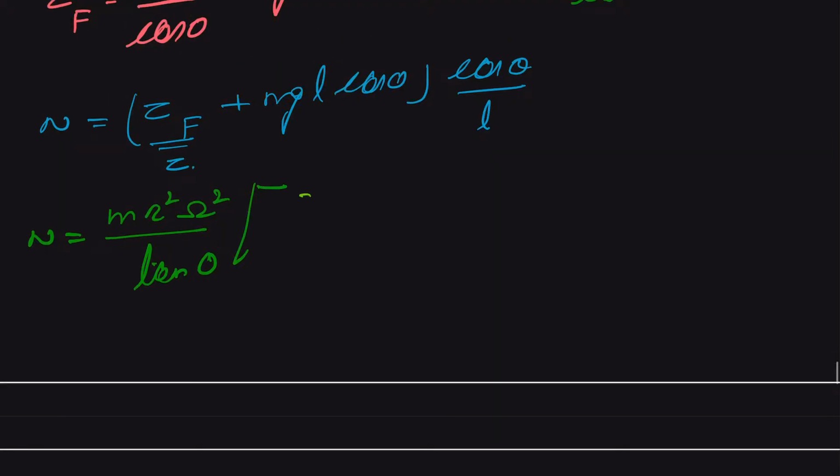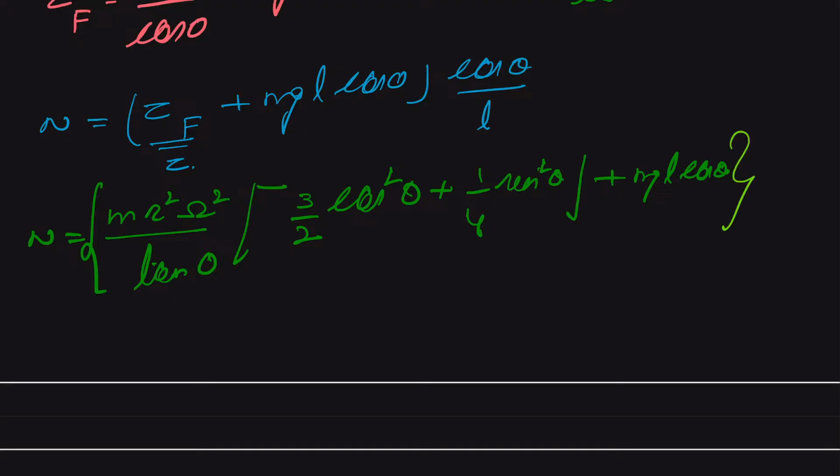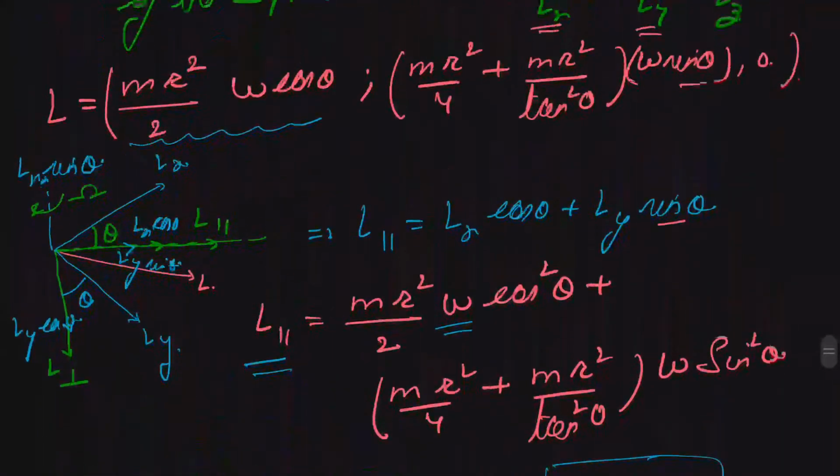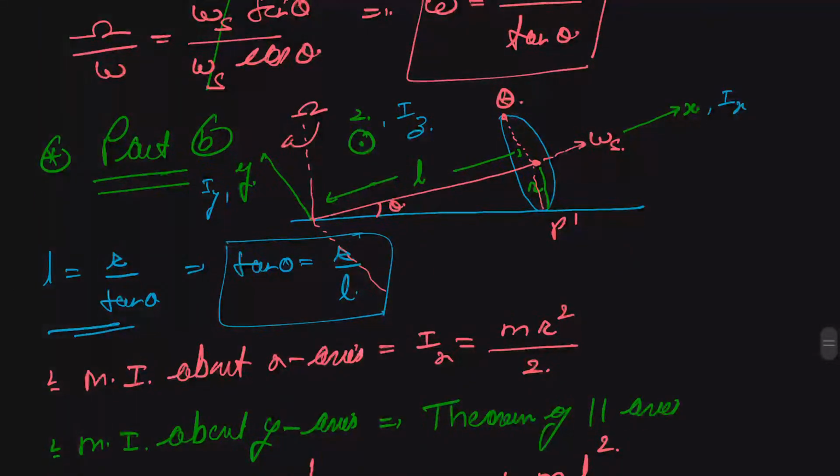times 3/2 cos square theta plus 1/4 sin square theta, and we have a plus mgL cos of theta, and this whole is being multiplied by cos of theta upon L. We got the basic equation, and the rest is nothing but simple calculations. We also know the relationship between L and R, so we are going to use this particular relationship: tangent of theta is equal to R upon L.